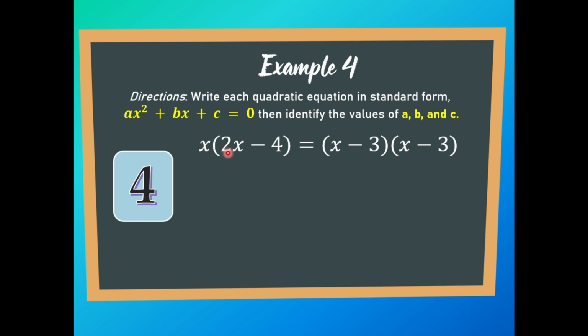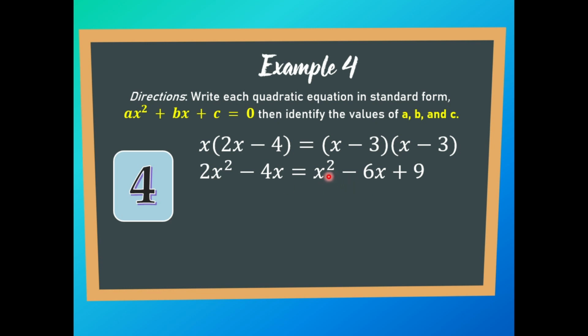Here, x times 2x is 2x squared. X times negative 4 is minus 4x, equals x times x is x squared. Since this is a square binomial, twice the product of x and negative 3 is negative 6x, and the square of negative 3 is positive 9. Next step, we are going to combine like terms.